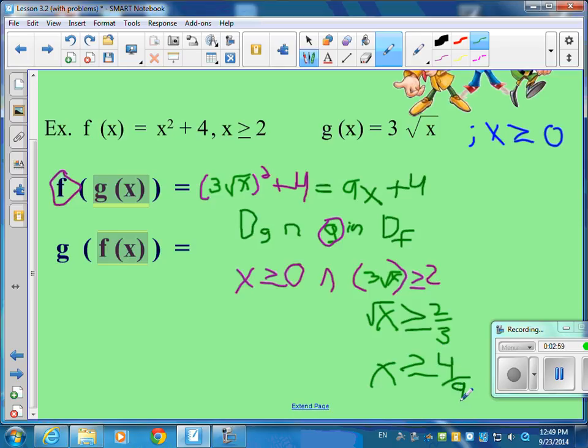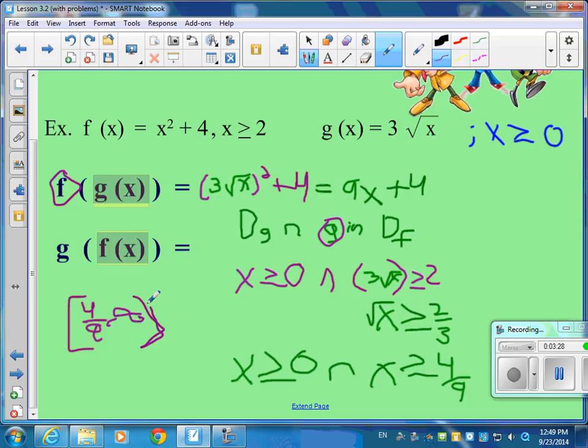And then we're going to intersect that with x greater than 0. So what will the intersection of x greater than 0 and x greater than or equal to 4/9 be? Well, it'll start at 4/9 and go where? Infinity? Wow, is that ever hard to do? All right, so 4/9 to infinity, or x greater than 4/9, that's your domain of f of g of x.